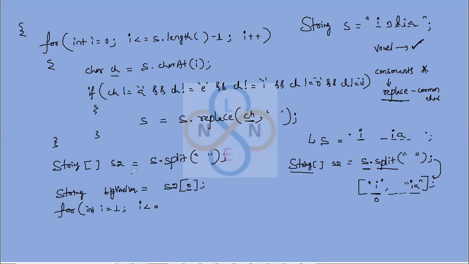Then i should be less than or equal to, for all the elements of s2 the loop has to run. So s2 is what? It's an array. Therefore, you have to use the s2.length property, or s2.length method. So we should be careful: it should be the length property because it's an array. Minus 1 to run till the last index number. Then i plus plus for each and every element of the string array.